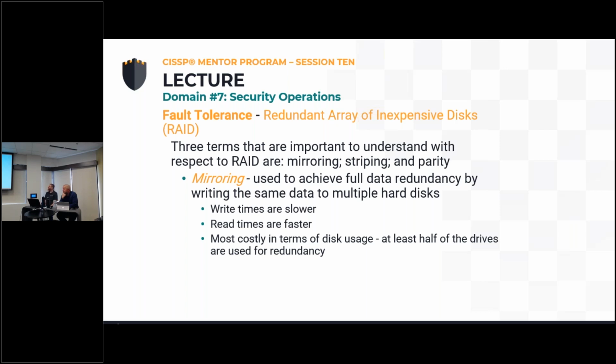All right, and RAID 6, block level striping with double distributed parity. Mirroring, we will need to know the benefits and negatives for all of these because they will potentially ask you what type of RAID has the slowest write time but fast read times, what is the most costly in terms of disk usage, right?